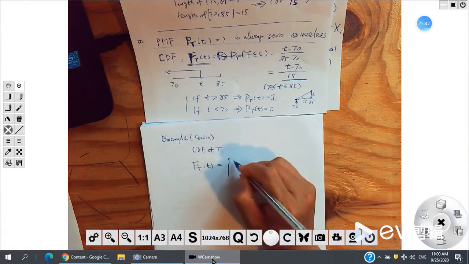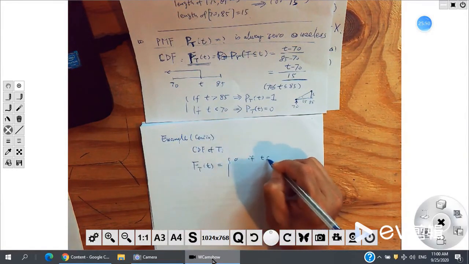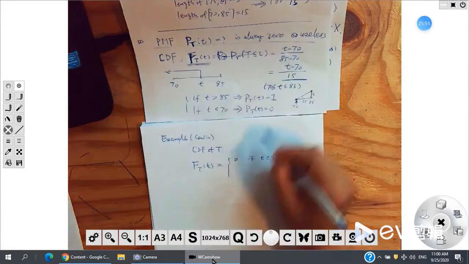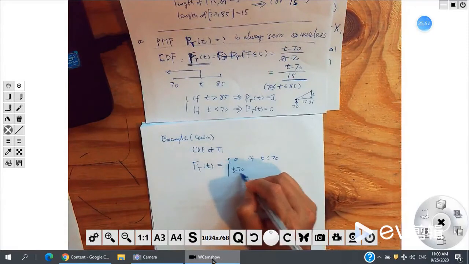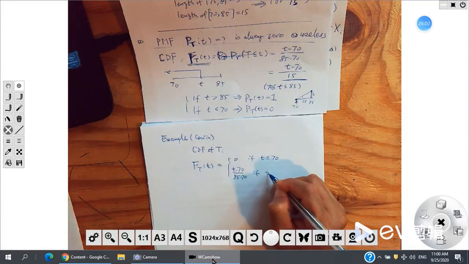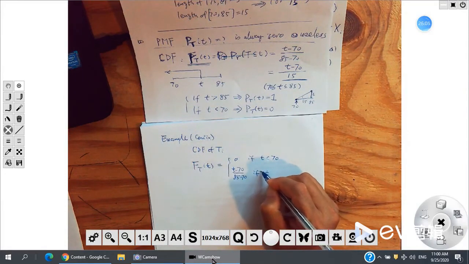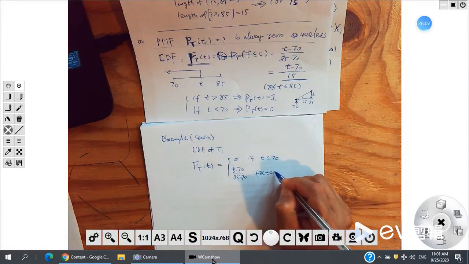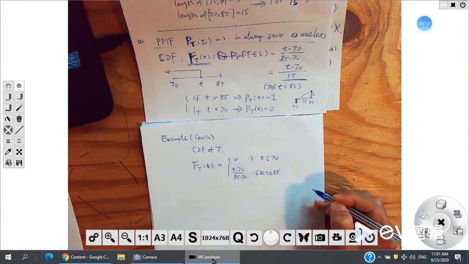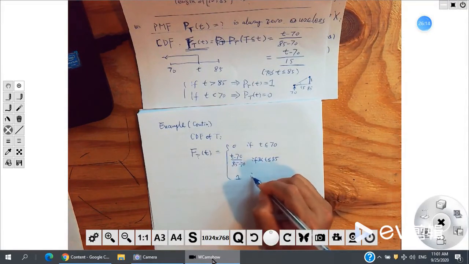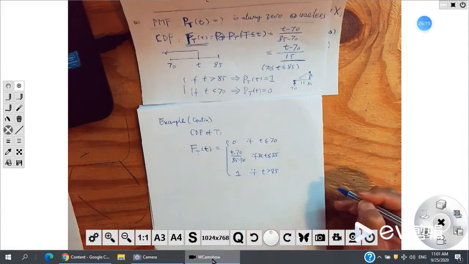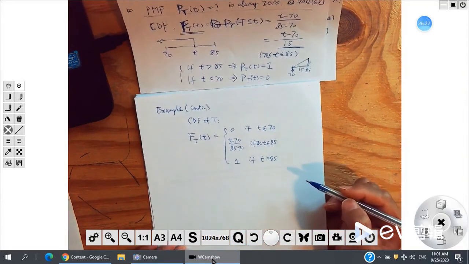So we start from the left to the right. It is 0 if t is smaller than 70. And between 70 to 85 it is this one: t minus 70 over 85 minus 70, if t is a value between 70 and 85. Now you can put the equal here. And then it is 1 if t is larger than 85. Alright, so we have these three cases.